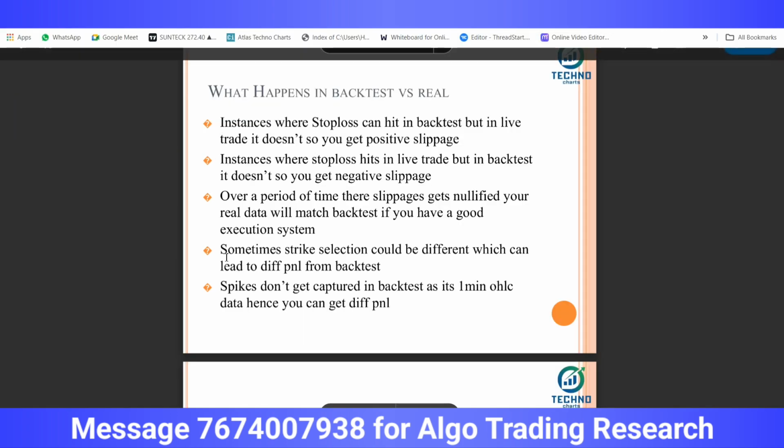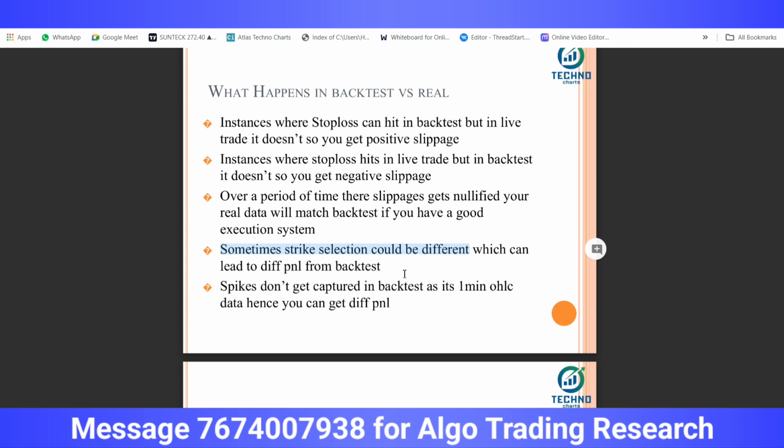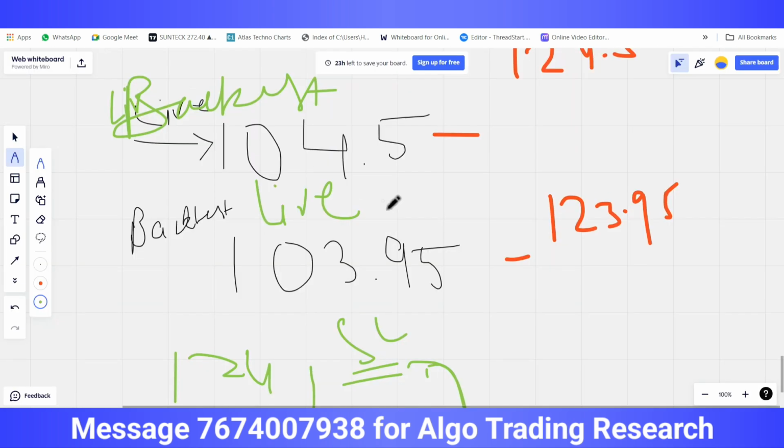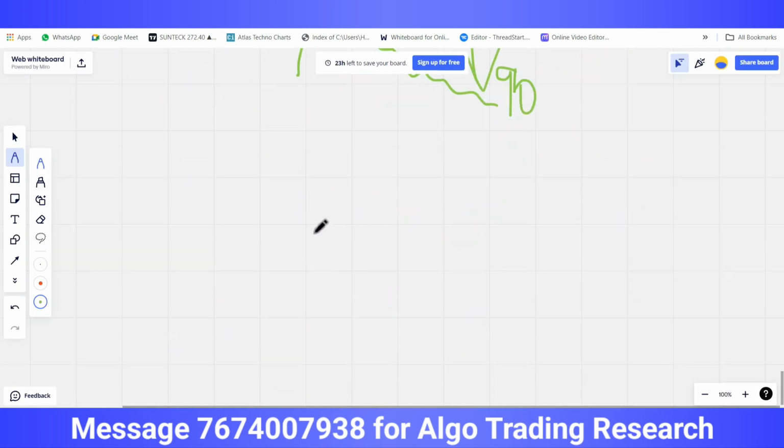Okay, now sometimes strike selection could be different, which can lead to different PNL from backtest. Okay, how will we understand how strike selection can be different?